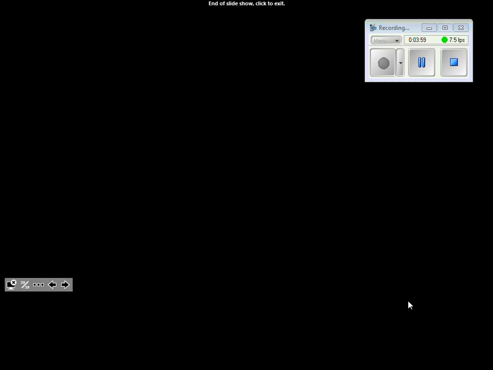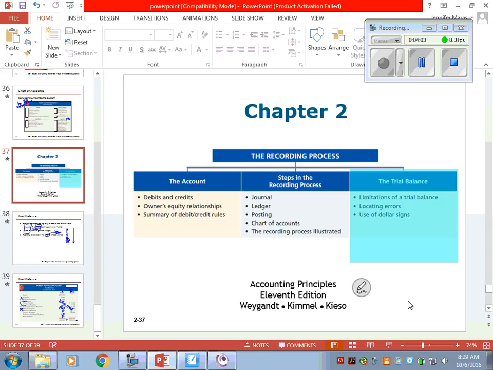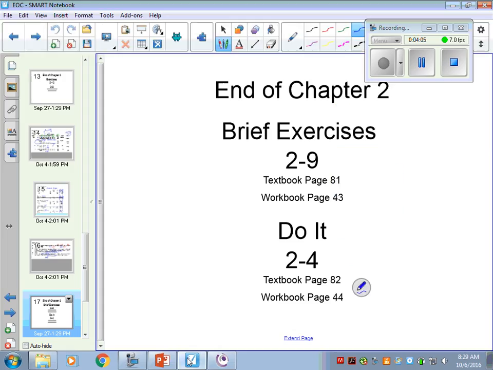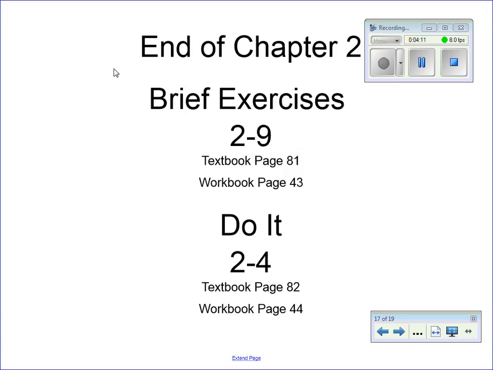That's it. So now let's put it to practice and let's do some brief exercises. We're going to do one brief exercise and then we're going to do one of the do-it problems. It's kind of strange. We haven't done a do-it before. We'll start with brief exercise 2.9. I've got your workbook and textbook pages listed there.